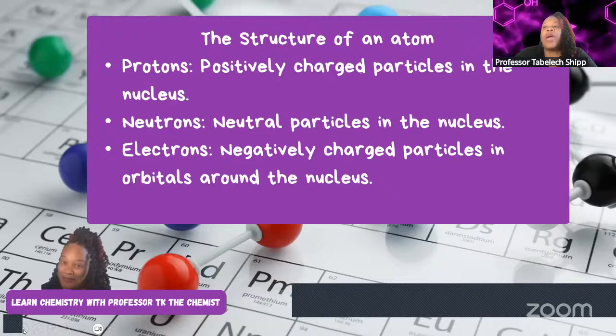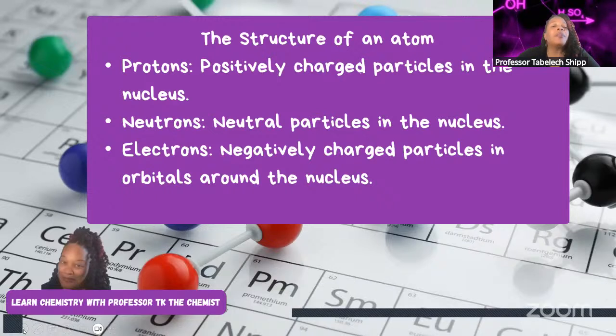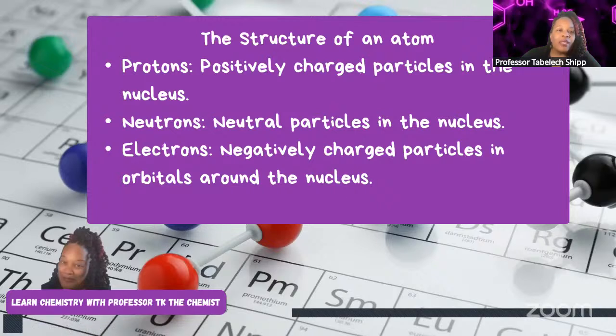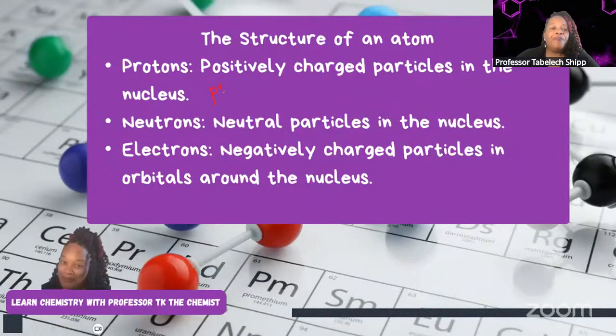The structure of an atom consists of protons. That was one of the key words that I mentioned before. Protons are positively charged particles in the nucleus. Sometimes you will see protons written just like this, a P with a positive sign.